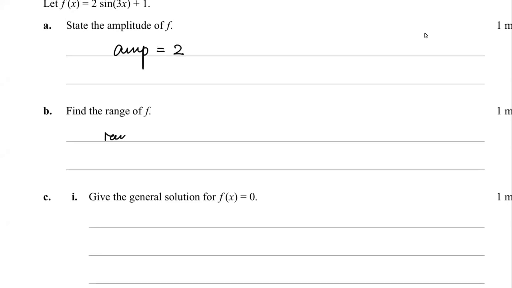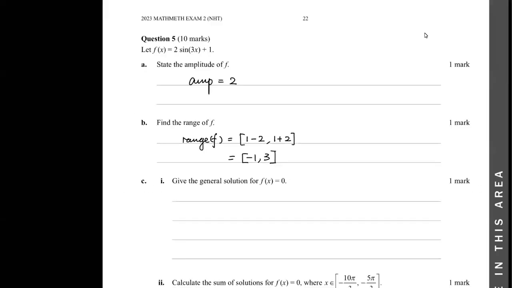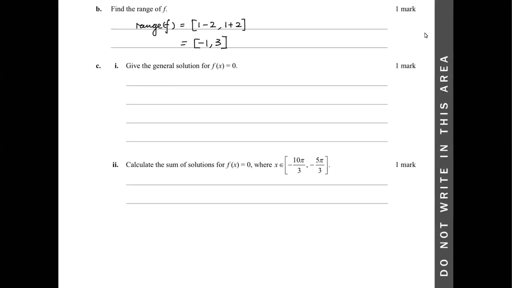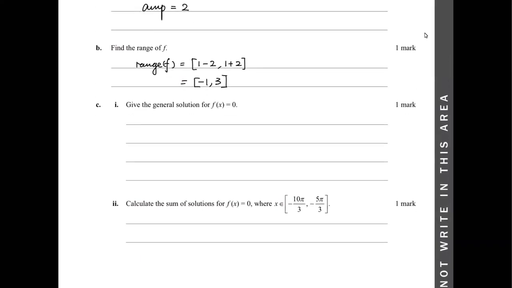And the range of this function is going to be the middle line subtract the amplitude, the middle line add the amplitude. So basically, this is -1 to 3. Okay, now I will do part C1 and 2 together. Firstly, give the general solution for f of x equals 0. And secondly, calculate the sum of solutions for f of x equals 0, where x goes from -10 pi over 3 to -5 pi over 3.